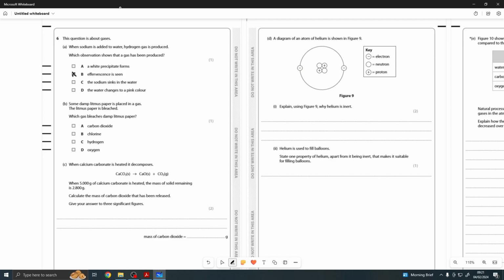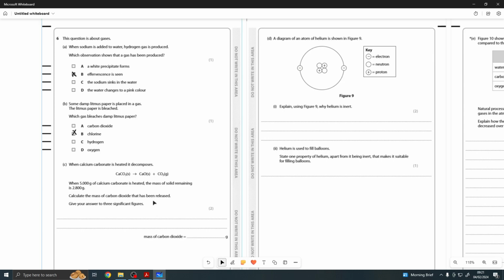Now, you need to be aware of the 4 gas tests here. You need to know how you test for these 4 gases. Carbon dioxide: lime water turns cloudy. Chlorine bleaches damp litmus paper. Hydrogen: a lit splint gives a squeaky pop. Oxygen: a glowing splint relights. There we are.